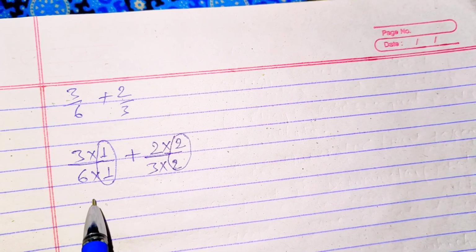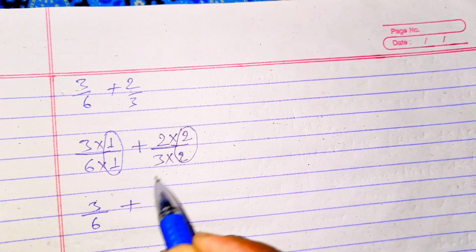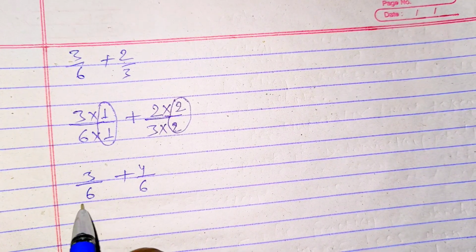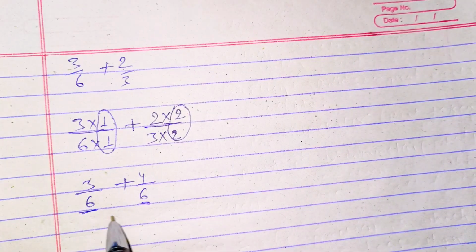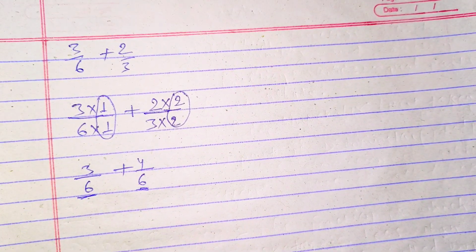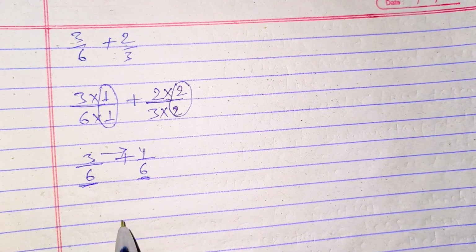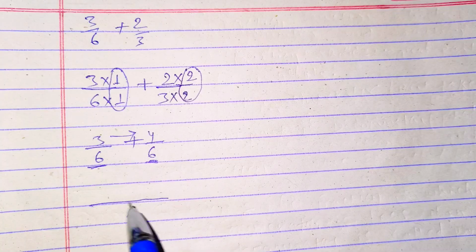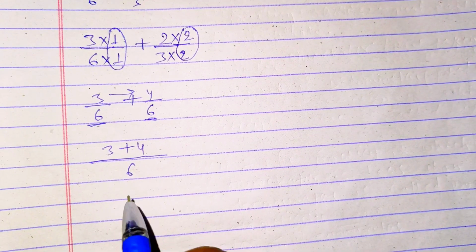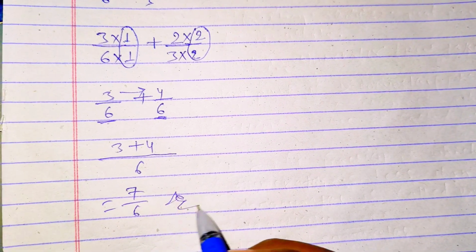So now make the calculation. 3 into 1 is 3 by 6 plus 2 into 2, that is 4, divided by 3 into 2, that is 6. Now look, 6 and 6, both denominators are the same, so this is a like term. We have already discussed how to add like terms. This is very simple: just keep the denominator the same and add the numerators. So 3 plus 4 is 7 divided by 6. Here is also the same answer.